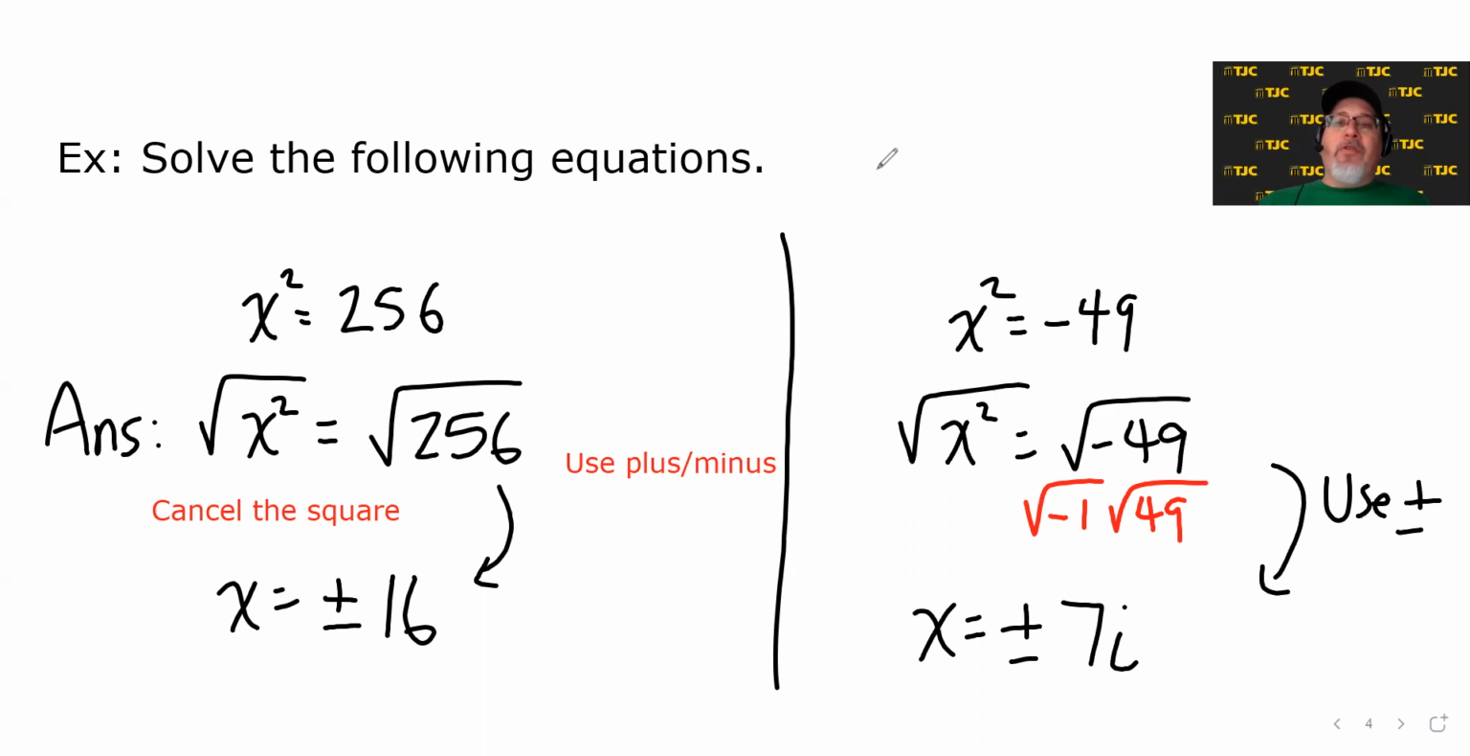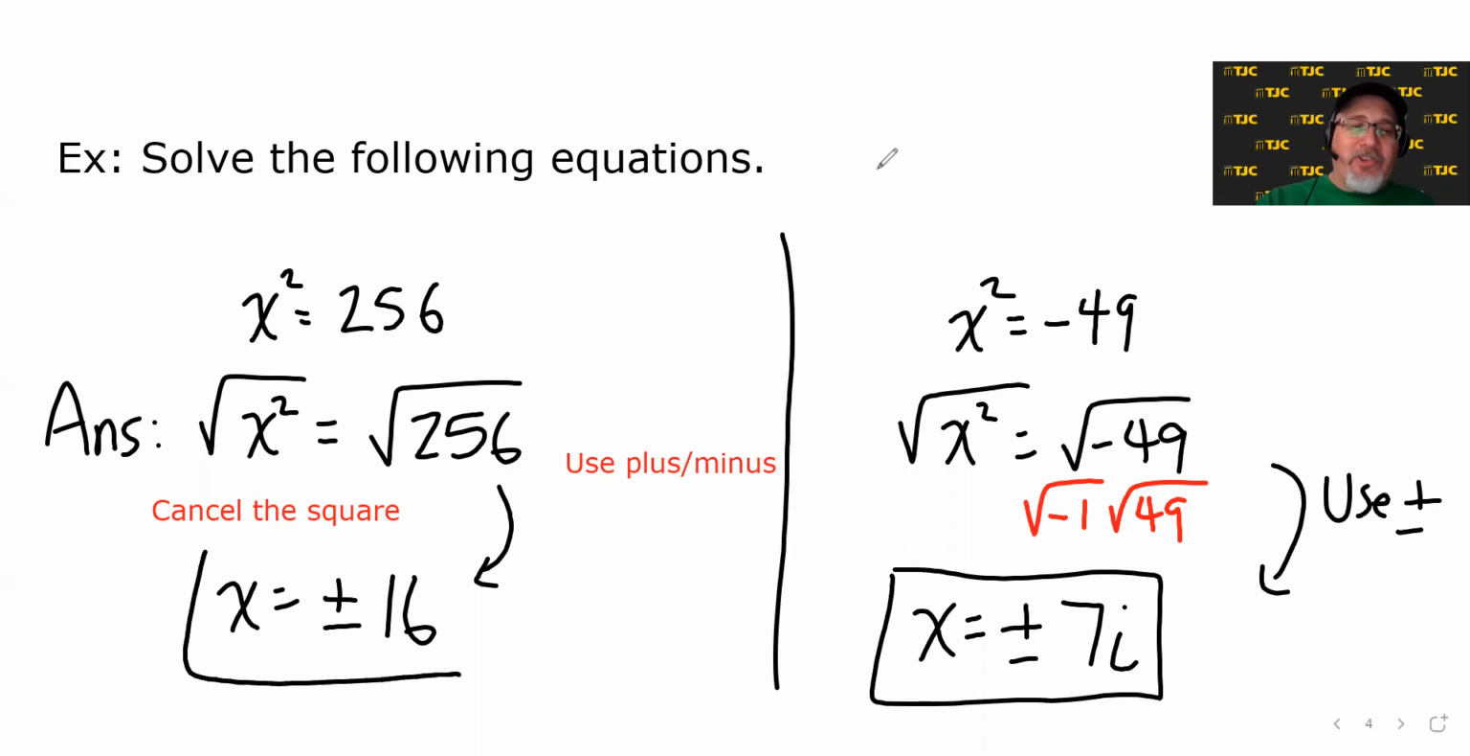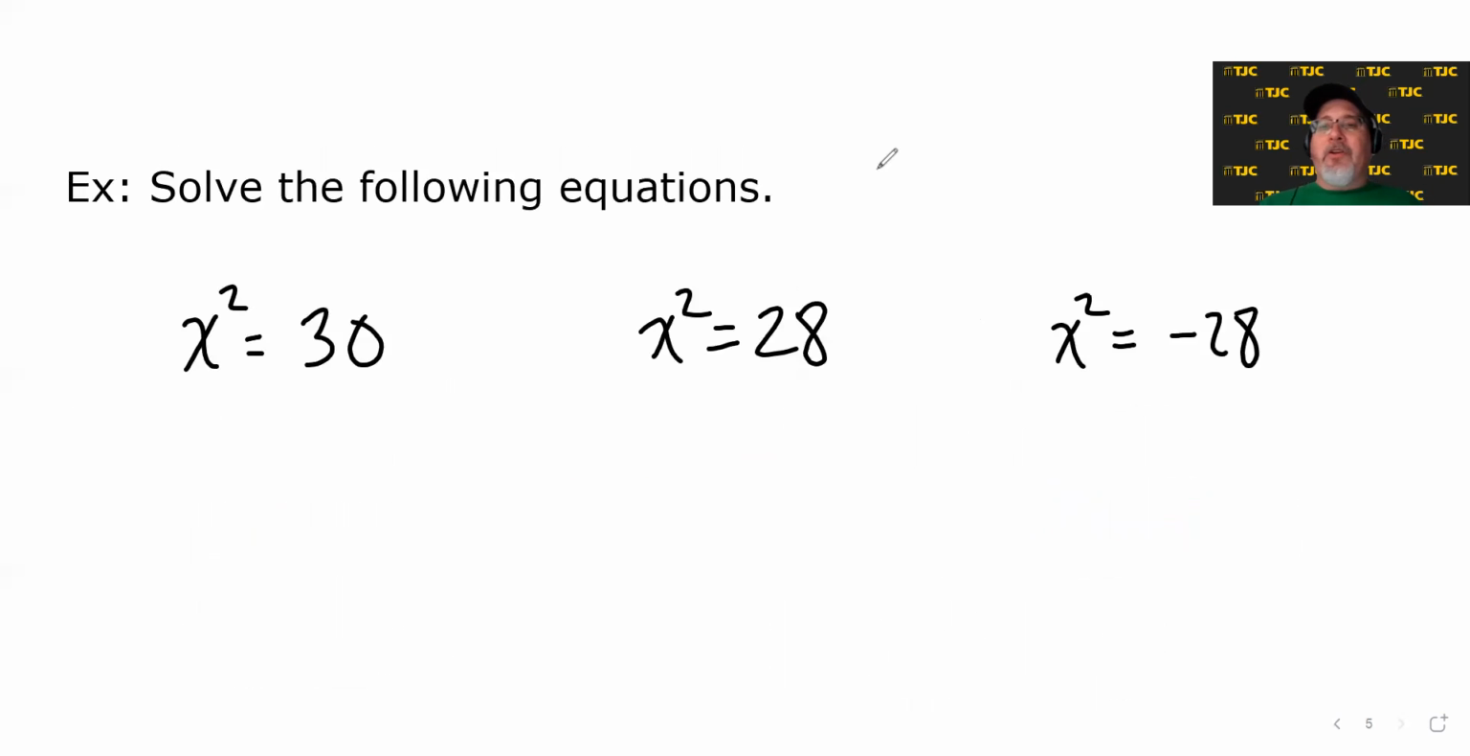Now, if you can square root negative 49 and instantly say 7i, great. You should be there at that point. If not, then go back and rewatch the videos on complex numbers and taking square roots of negative numbers. But imaginary numbers and complex numbers are going to be part of this game. All right, let's take a look at 3 more quick examples. And in the next video, we're going to look at some more complicated examples.